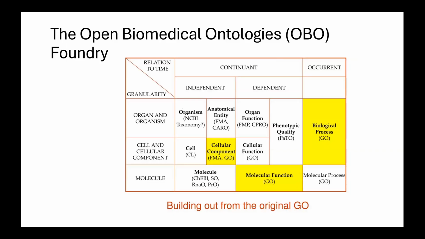So this is called the OBO Foundry. It's become very successful. It's used in hundreds of projects over the world. It's growing from year to year. And there are now something like 190 ontologies which are grouped together in this OBO context.